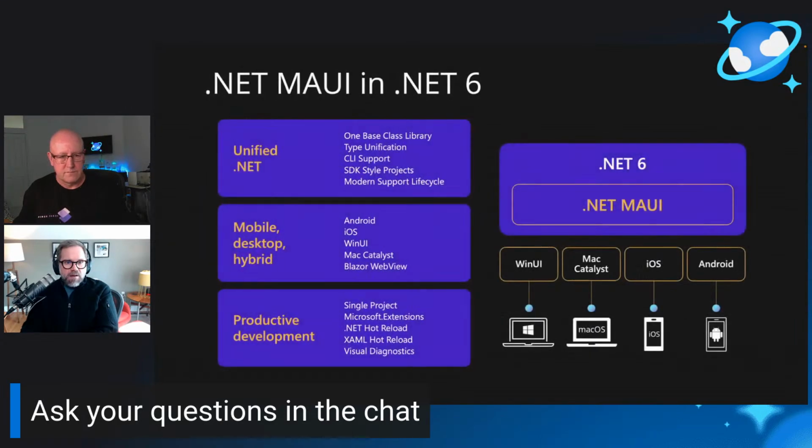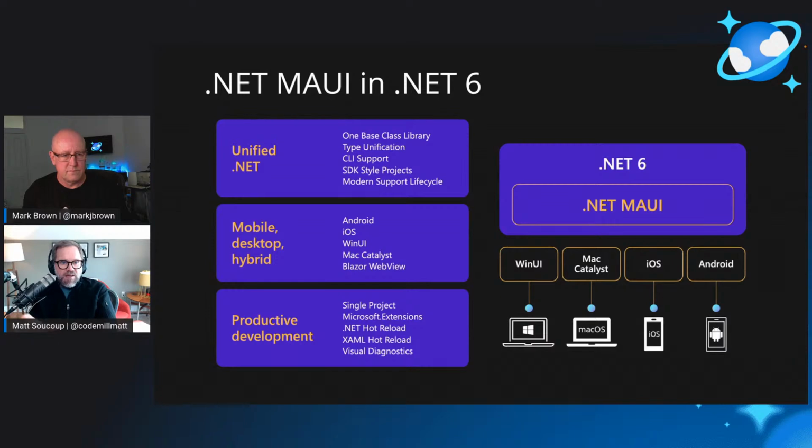They're the real thing. And what's nice about this is that we talked about the unified .NET a couple slides ago. So we have that one base class library. We have type unification. We have the CLI support. The whole .NET 6 promise is right there. But we are also building for Android, iOS, and WinUI apps. And we can build for them natively if we wanted to, meaning that we could get at the iOS SDKs in a C# type way. Essentially, we're going to use C# to get at UIKit on iOS.